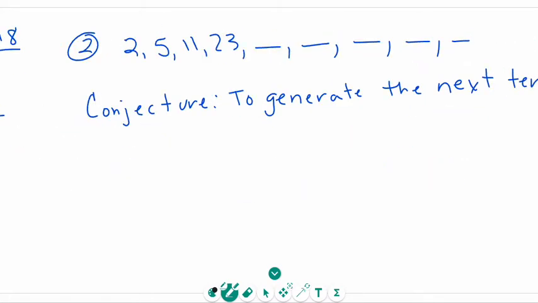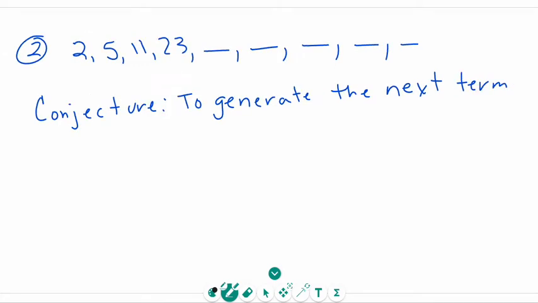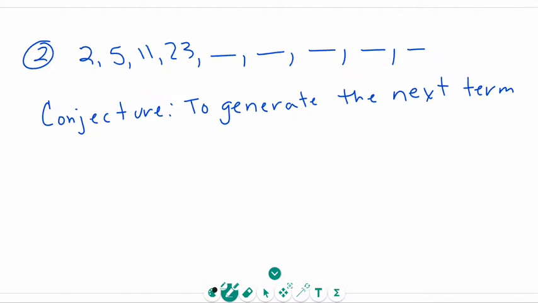All right, let's look at the next one. 2, 5, 11, 23. So what we have to do is figure out what the pattern is. How do we generate the next 5 terms? You'll notice 2 times 2 is 4, plus 1 would be 5. 5 times 2 is 10, plus 1 would be 11. 11 times 2 is 22, plus 1 is 23. So our next term would be 47. We would double 23 and add 1.